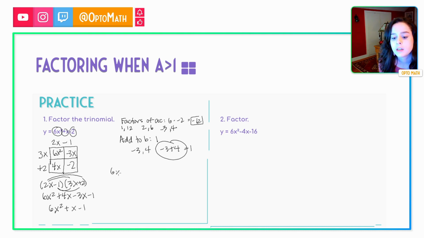We would simply just write our ax squared, and we're still going to replace our bx term with our -3x and our positive 4x, because remember, that's equivalent. And then we have our -2. So now we're going to factor by grouping. We're going to group our first two terms and our second two terms, and it's really the same thing we've done here, but it just depends on what you like better.